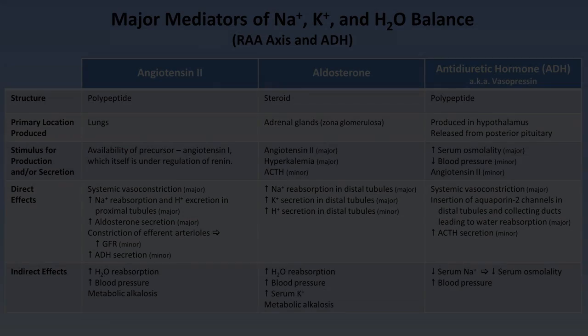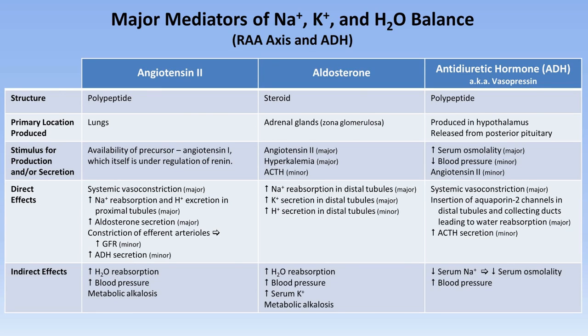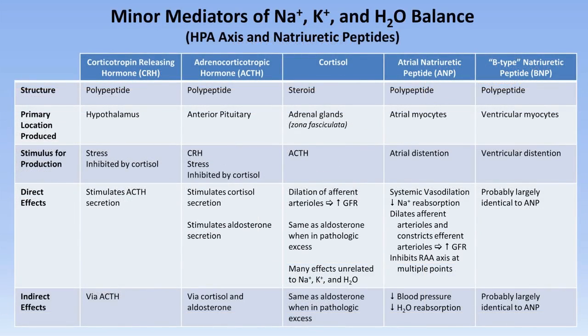For viewers that like lists and charts, here are two charts for you that I won't verbally review, but you can pause the video and take notes if you like. These are essentially a summary of everything covered so far. The first chart here covers the major mediators of sodium, potassium, and water balance, which are angiotensin II, aldosterone, and ADH. The second covers the minor mediators of CRH, ACTH, cortisol, ANP, and BNP.